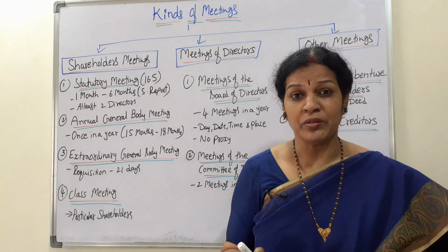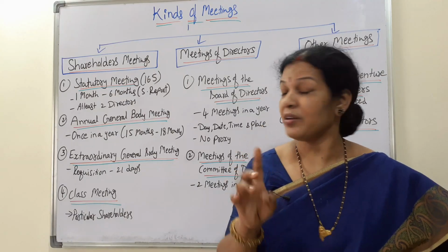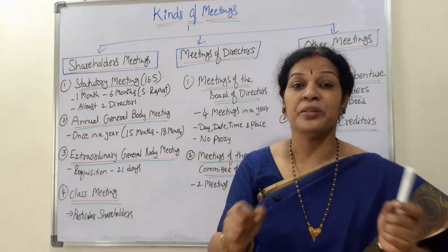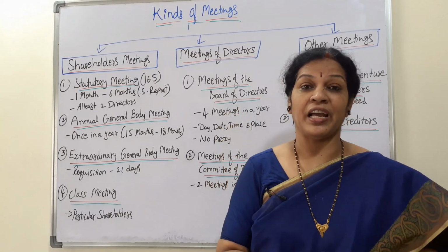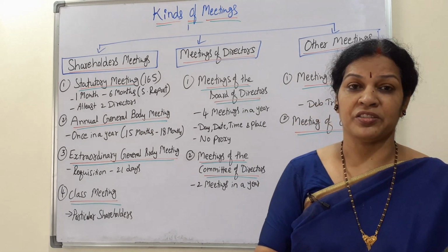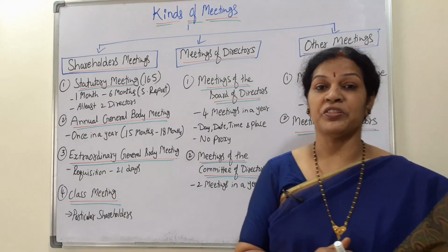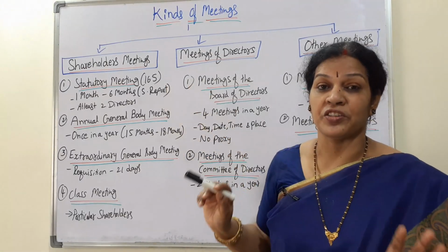Shareholders meeting is also not just one meeting. Four types of shareholders meetings will be there. One is the statutory meeting. Statutory means compulsory, mandatory meeting. It has to be conducted. Generally, whenever any organization starts, immediately they have to conduct one shareholders meeting. This is as per section 165.